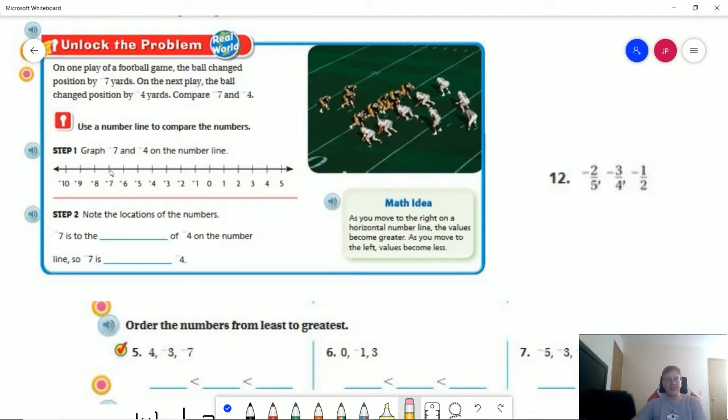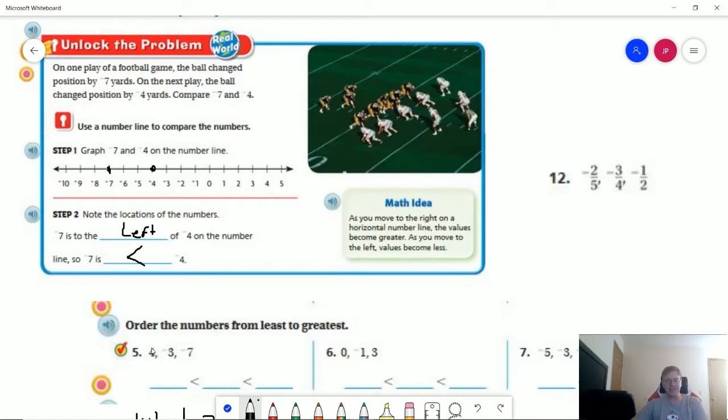And so -7 is going to be right here, -4 is going to be right here. That means that -7, being further to the left, is further away from 0. That also means that it's going to be a smaller number because we are further away from 0. The farther we go away from 0 in this direction, the smaller the number gets. The larger the number gets as we move further away from 0 in a positive direction, the larger the number would get. And so -7 is to the left of -4, which means that -7 is less than -4.